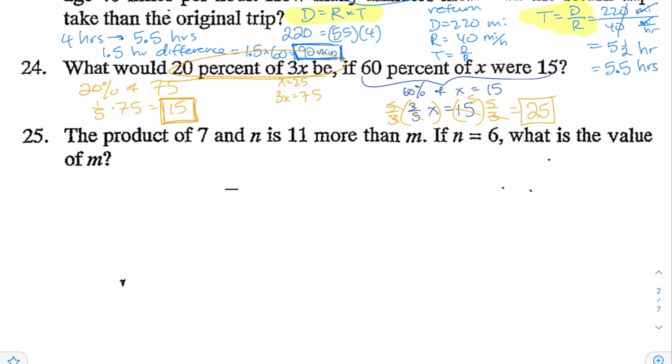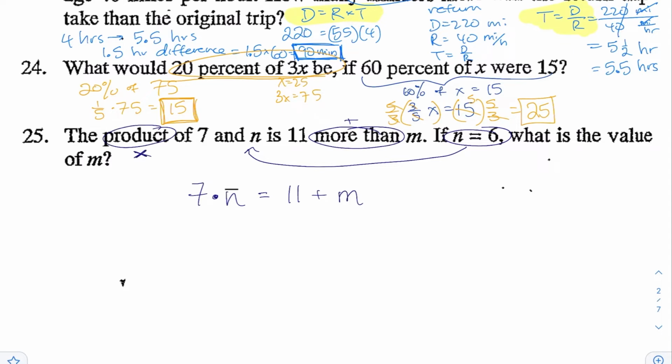Next, for number 15, the product of 7 and n is 11 more than m. If n is equal to 6, what's the value of m? So you know n is equal to 6, substitute in. That means that product, which means 7 times n, is 11 more than, or plus, m. So here, n is equal to 6. So that's 7 times 6, which is 42, is equal to 11 plus m. Subtract 11 on both sides, and you get that 31 is equal to m.